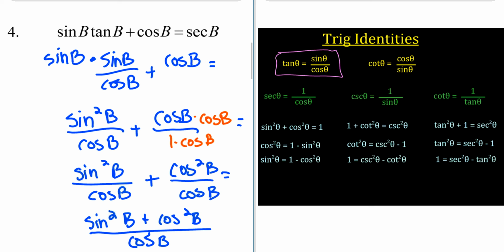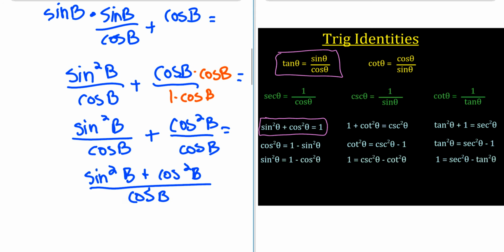All right, so it's still pretty messy. We need to get this down to just secant. But in my previous videos, I talked about you need to know this one by heart. Whenever you see sine squared plus cosine squared, that should scream, change me to 1. So if I scroll down here, I can change the top of that fraction to just 1.